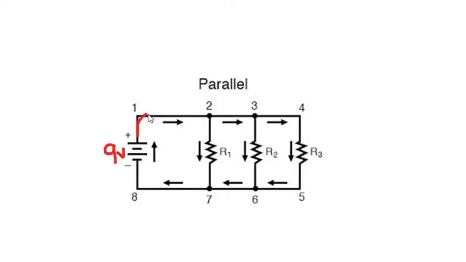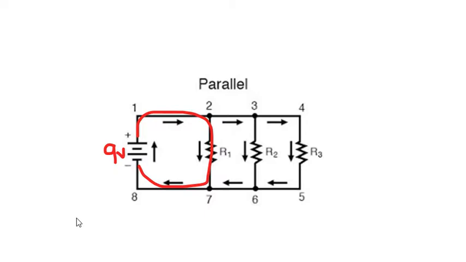Well, if I look at this path, we have a coulomb of charge, and let's say that coulomb of charge takes the first pass. That's not saying every charge is going to go through resistor 1, because it's a parallel circuit, and we know that not all charges are going to go through resistor 1.